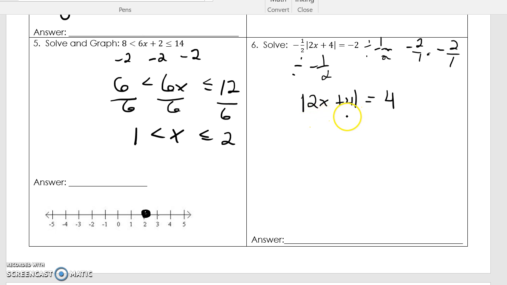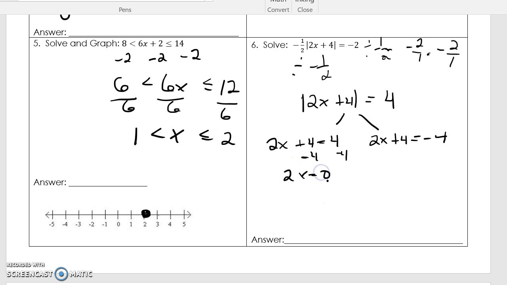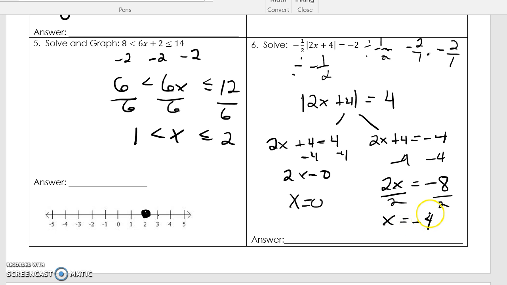Okay, absolute value. Every time you work with absolute value, you should always have two answers. So you have to split that up, one positive and one negative. 2x plus 4 equals 4, and 2x plus 4 equals negative 4. Subtract your 4, so 2x is equal to 0. Divide by 2, and x is equal to 0. Over here, subtract your 4, so 2x is equal to negative 8. Divide by your 2, and x is equal to negative 4.